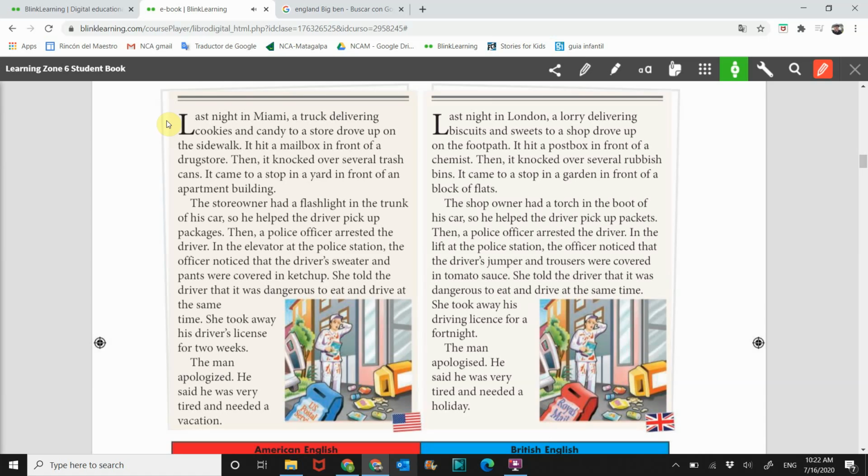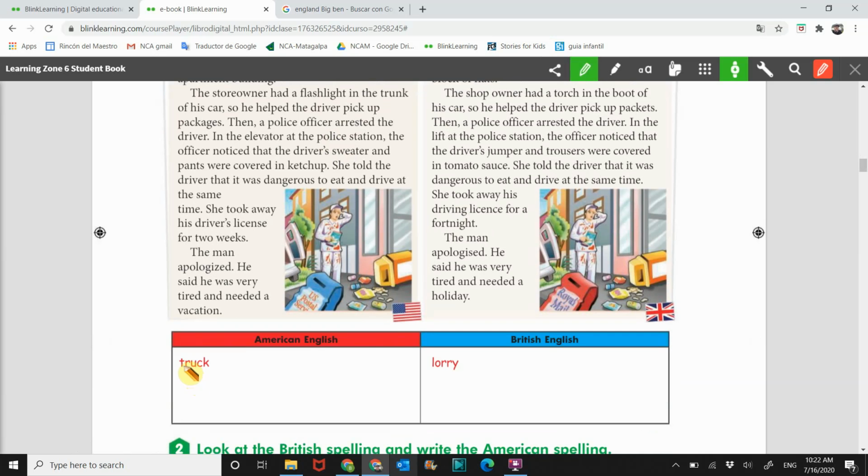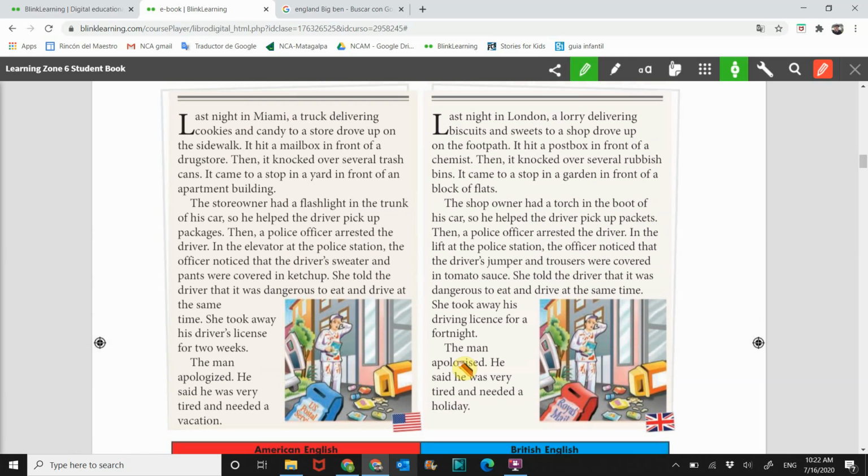All right, so that is the difference. It's mostly the same. There's just some vocabulary differences. So, for example, here they say truck, here they say lorry. So let's find that. A truck delivering cookies and candy, a lorry delivering biscuits and sweets, to a shop, drove up on the sidewalk, American English sidewalk. In England English, they say footpath.